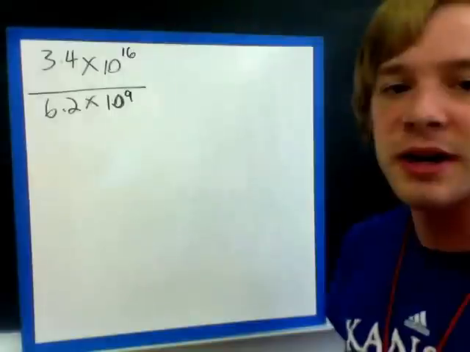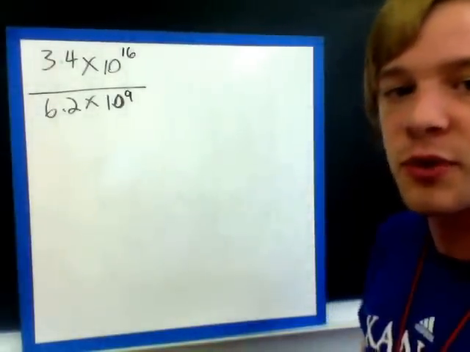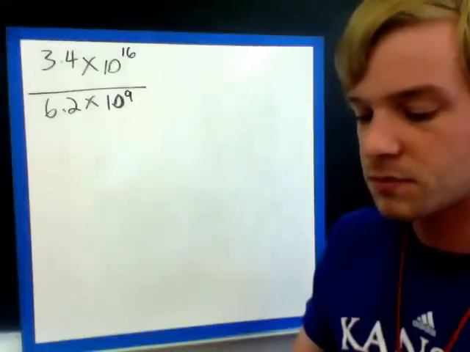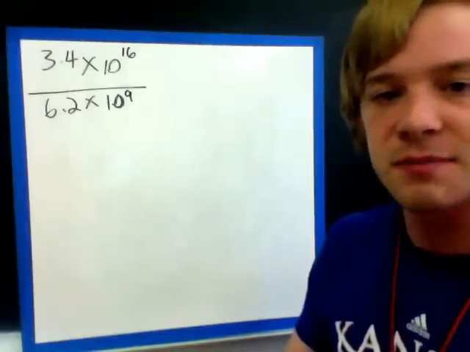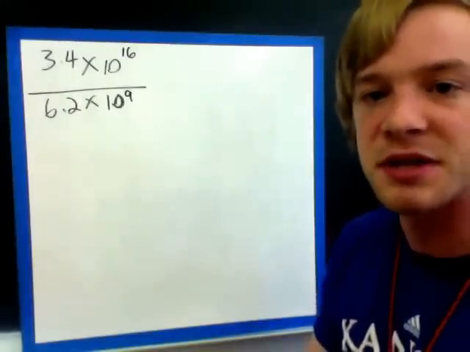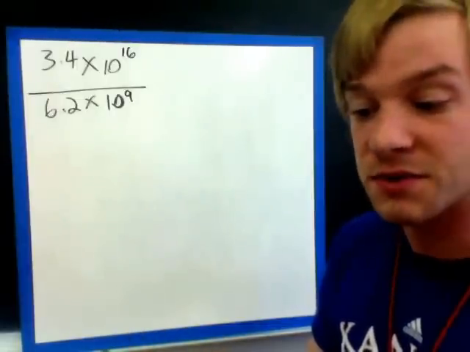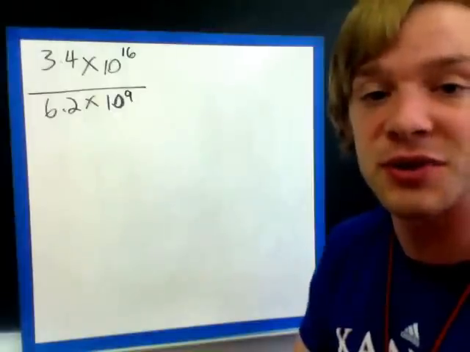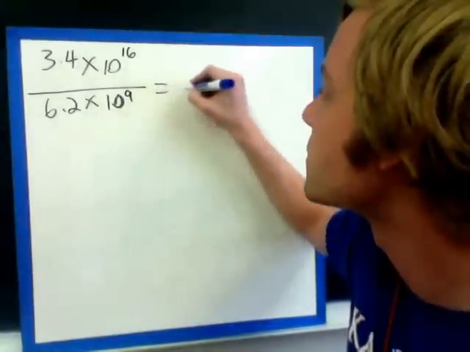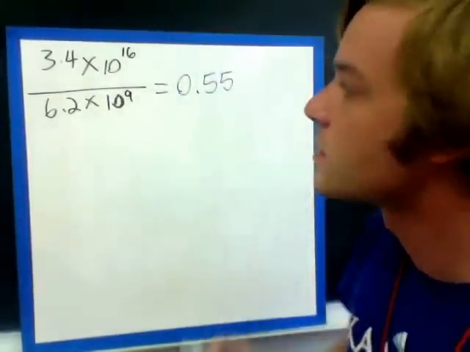With this example right here, we want to work it the same way. So we're going to start off by dividing our numbers. 3.4 divided by 6.2. And that's going to give us a big long decimal, but we want to round this to 2 decimal places. And if we do that, we're going to have 0.55 if we round to 2 decimal places. So that's our number out front.